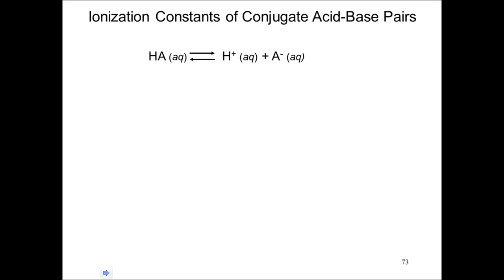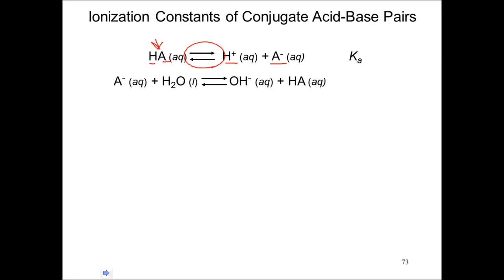On slide 73, let's look at ionization constants of conjugate acid-base pairs. Let's remember, a weak acid consists of a hydrogen ion attached to an anion. And when it undergoes ionization, you're going to get hydrogen ions and your anion, A minus. So that would be your Ka1.